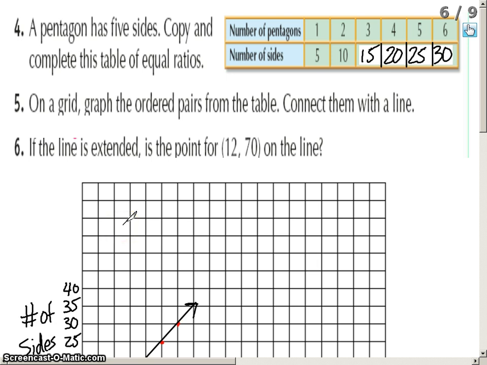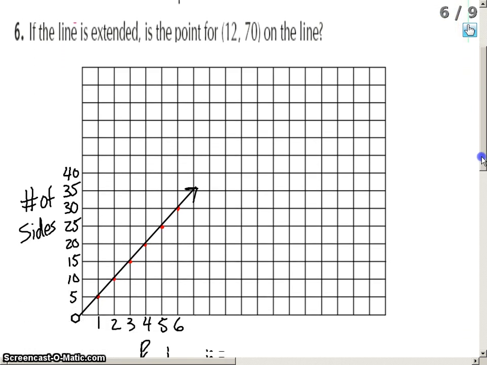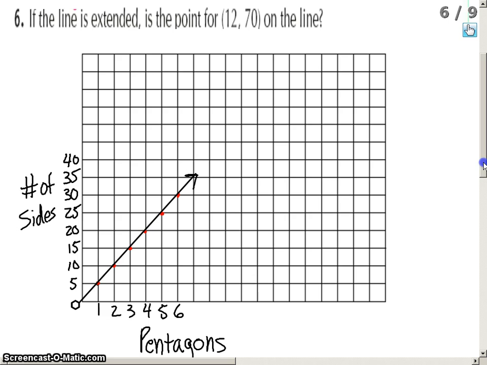Okay, first of all, we'll start with the correct answers for your table. You should have 5, 20, 25, and 30 for the number of sides there. Okay, and all of those can be simplified all the way down to the ratio of 1 to 5. Looking at the points on your graph, this is what it should look like. You can see the different plots on the graph there, representing the ordered pairs of 1 to 5, 2 to 10, 3 to 15, 4 to 20, 5 to 25, and 6 to 30.